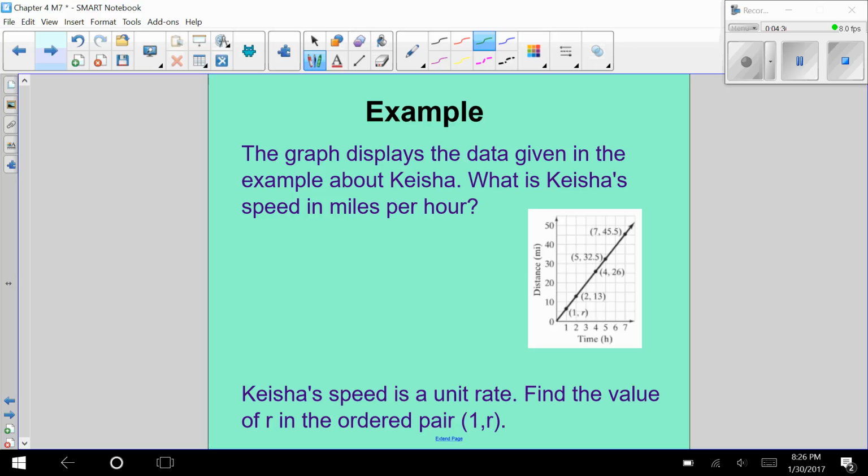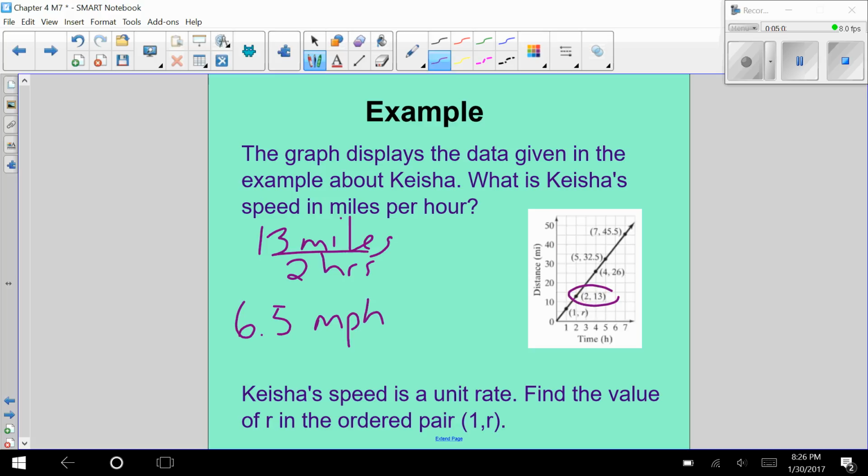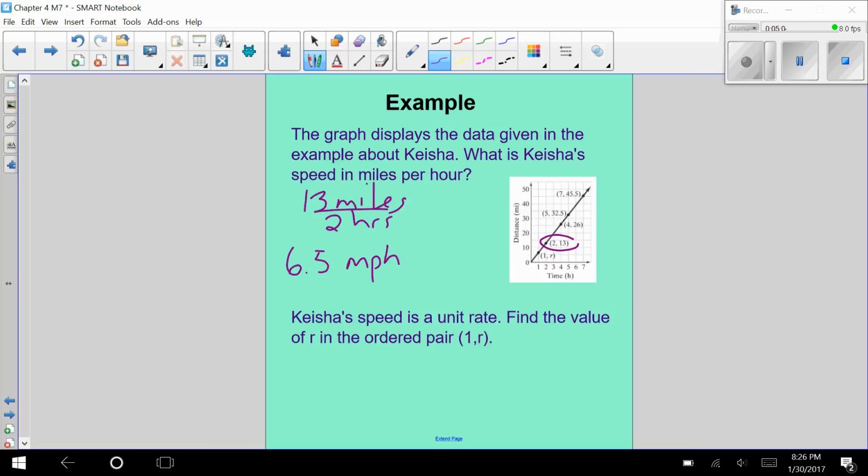All right, this graph displays the data that we talked about for Keisha. What is Keisha's speed in miles per hour? Try that one. All right, you can use any set of points you want. I personally like 2, 13. So I would do 13 miles over 2 hours. 13 divided by 2 is 6.5 miles per hour.